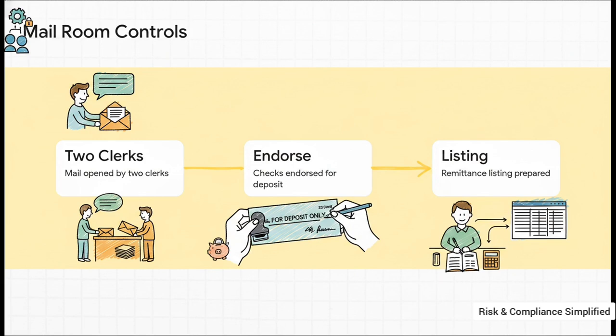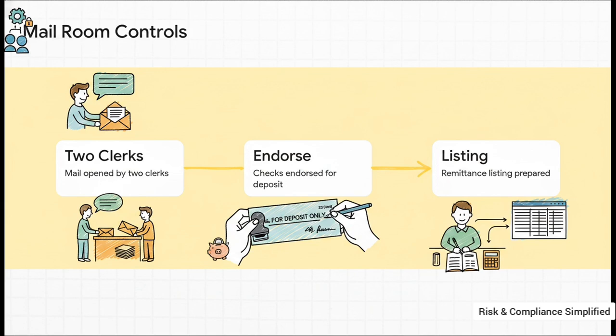The mailroom opens customer mail, but notice step 1. There are always 2 clerks present, always. And as soon as a customer's check is opened, it's immediately endorsed with a stamp reading "for deposit only." This is a highly rigorous custody control. By having 2 people present and instantly restricting the check so it can only go into the company's bank account, those funds absolutely cannot be diverted into a single employee's pocket.